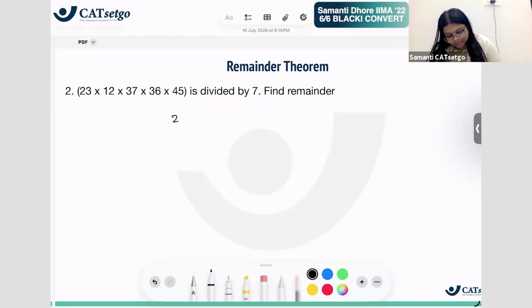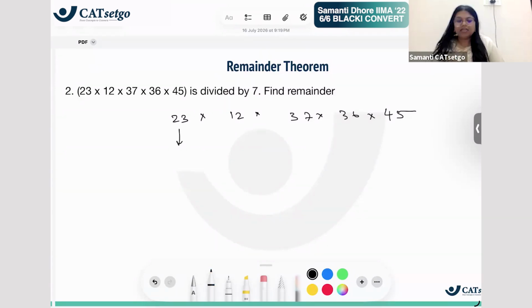Again, we'll say okay, there is 23, 12, 37, 36 and 45. What I'm going to do is individually divide each one of them by 7. Right? I divided this by 7. 7 times 7 is 49, 7 times 3 is 21, so 2 is the remainder. Here the remainder is 5.